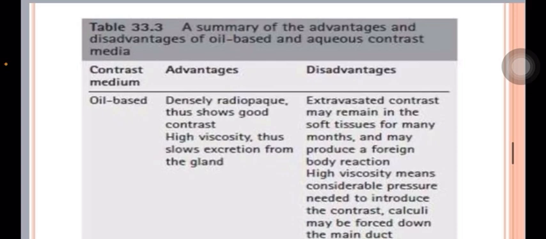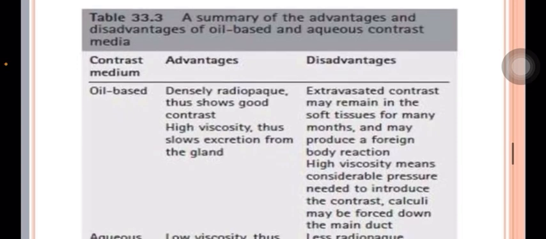There are basic advantages and disadvantages of both oil based and aqueous based. Oil based advantages: it is densely opaque, so the contrast is very good, and it is highly viscous, so it remains for a long time in the gland. Disadvantages: the contrast remains for many months in the soft tissue and may cause foreign body reaction, and due to its high viscosity it can sometimes push the calculi inside the ductal system.